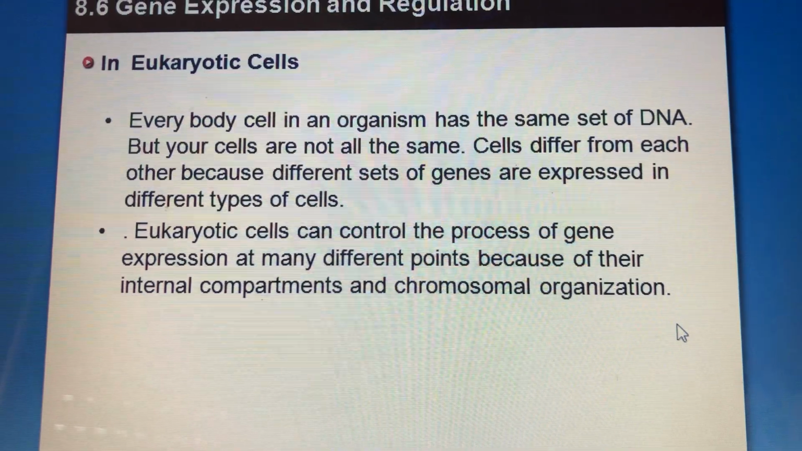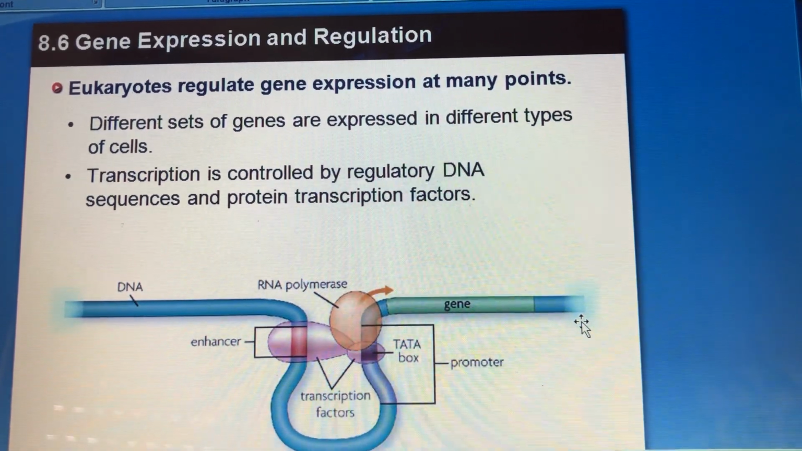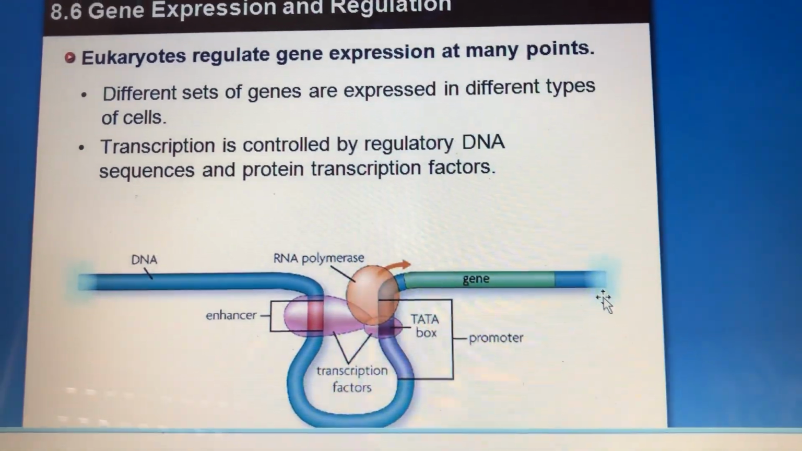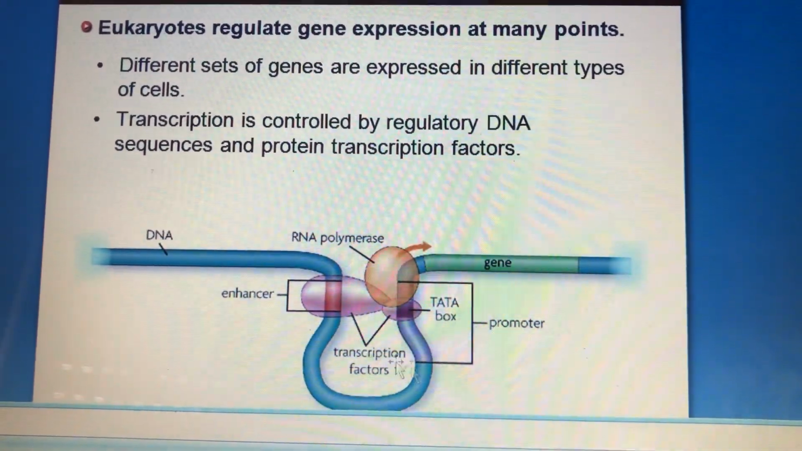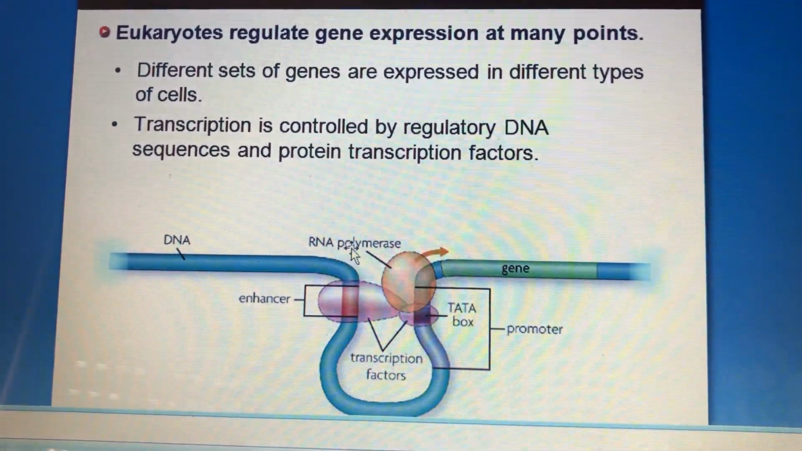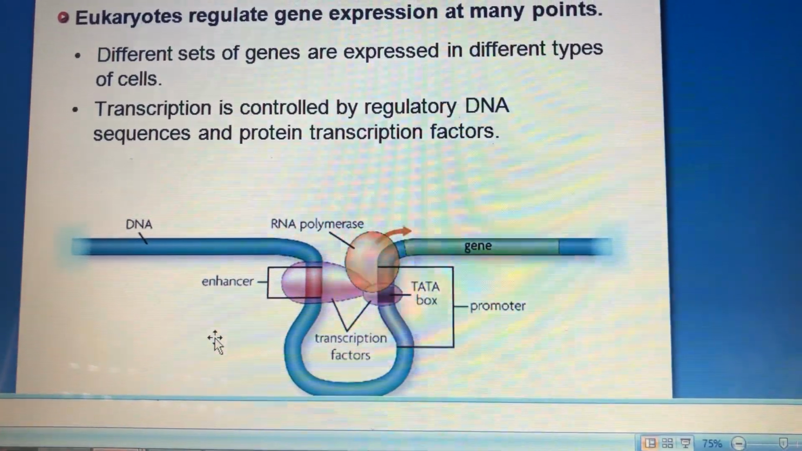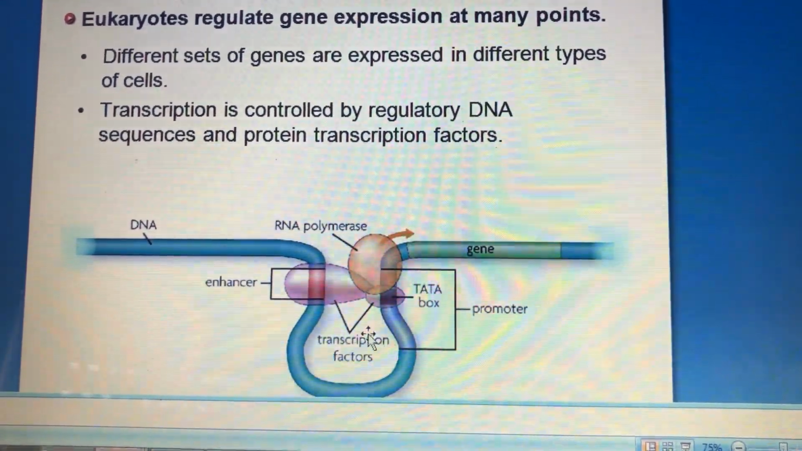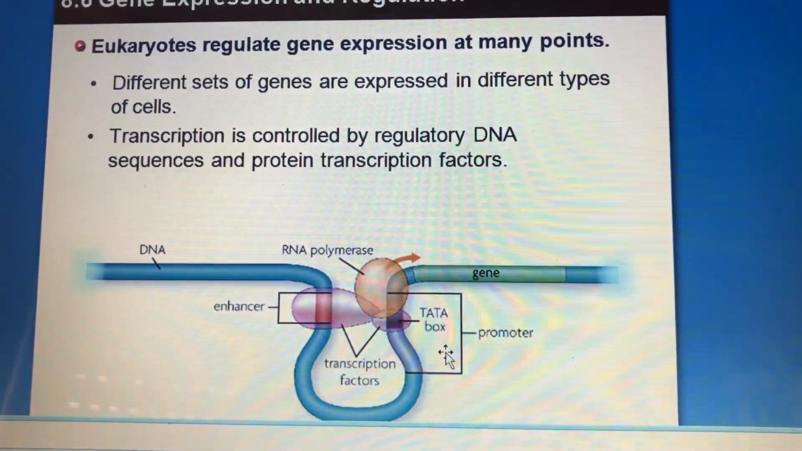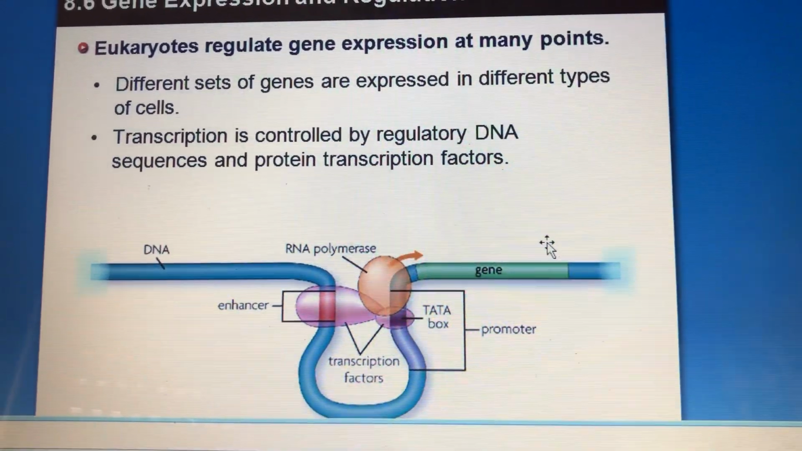Now, in eukaryotic cells, we learned that different sets of genes are expressed in different types of cells, and this is controlled by regulatory DNA sequences, which are composed of the enhancer and promoter, and we have the RNA polymerase. It will start to work when the enhancer and promoter come close together. This happens by binding of transcription factors to the enhancer. Then the DNA strand will bend to bring the promoter and enhancer close together, and RNA polymerase will start transcription of the gene.